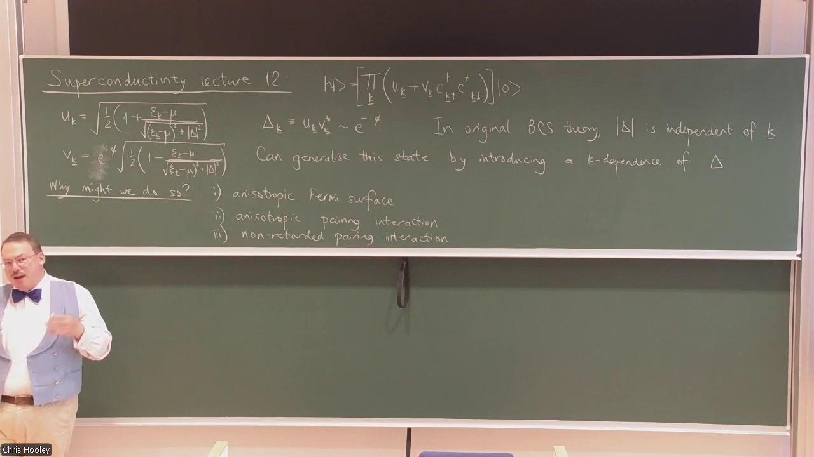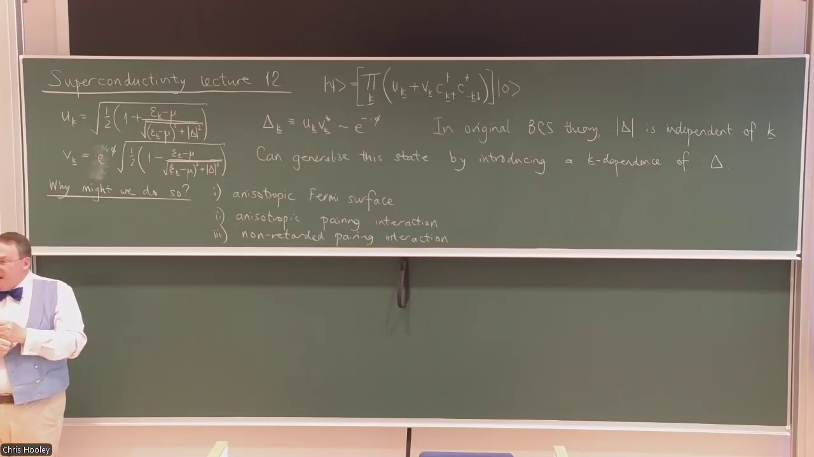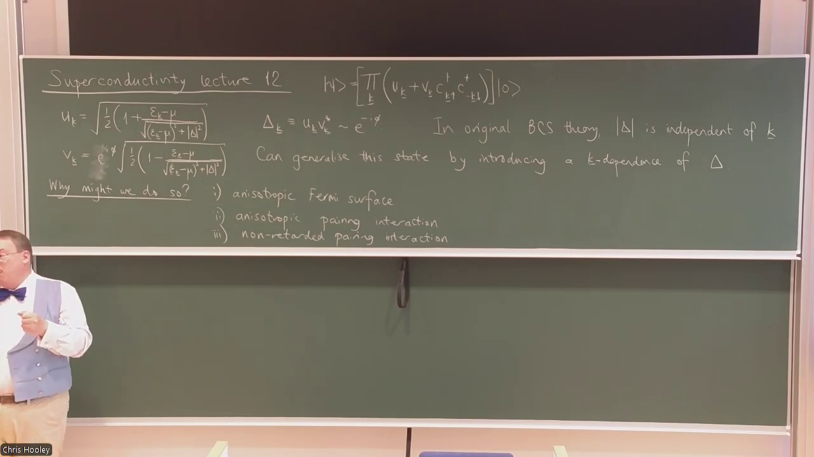Conversely, then, if you had a pairing interaction that wasn't retarded in time, then it has to compete with the Coulomb repulsion when you put the electrons on the same site, and it tends to lose. What we shall see is that some of these anisotropic pairing states don't involve putting the electrons on the same site as each other. Right?